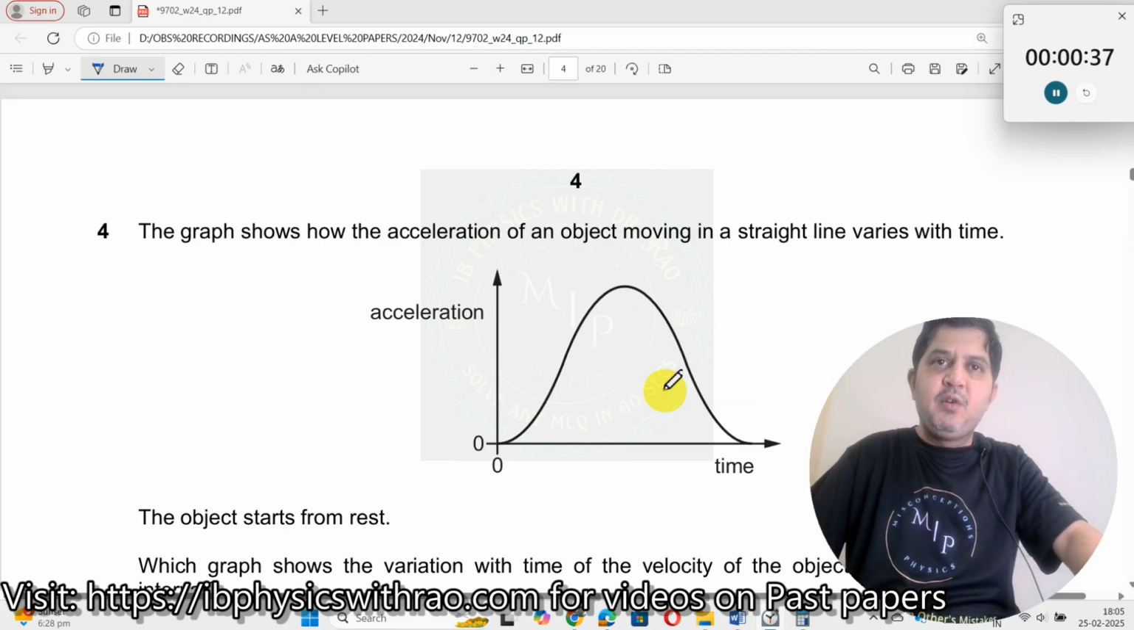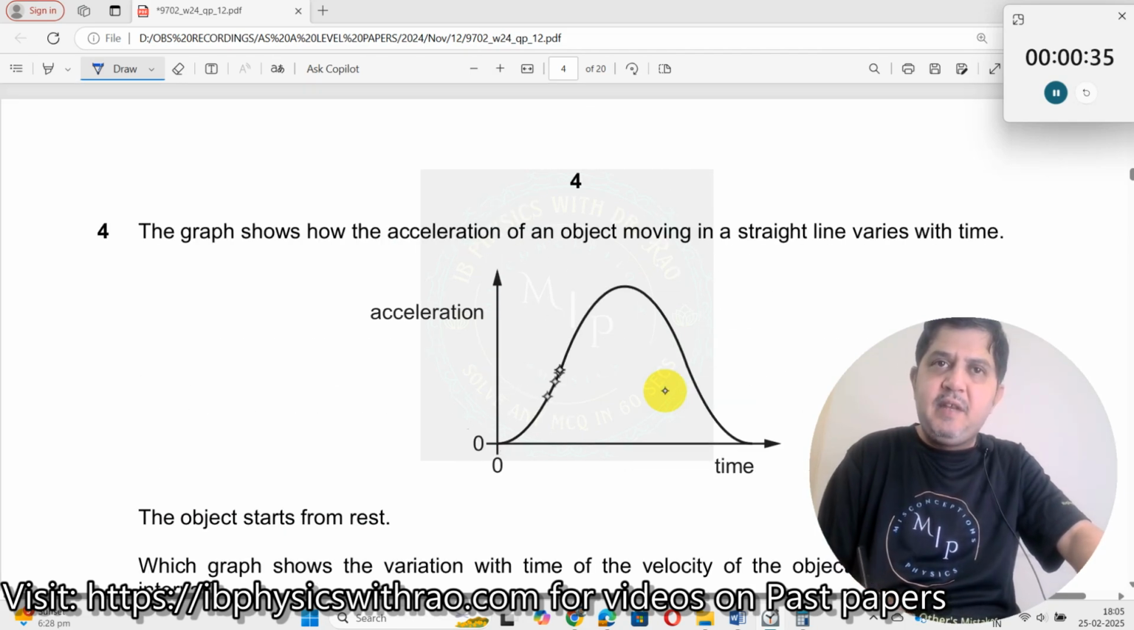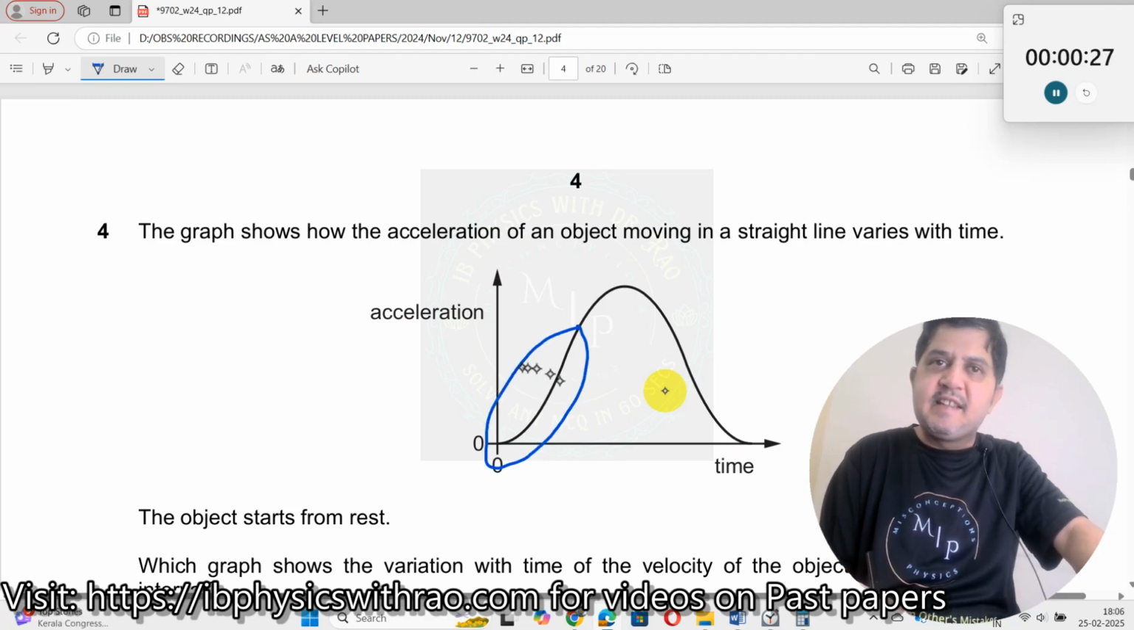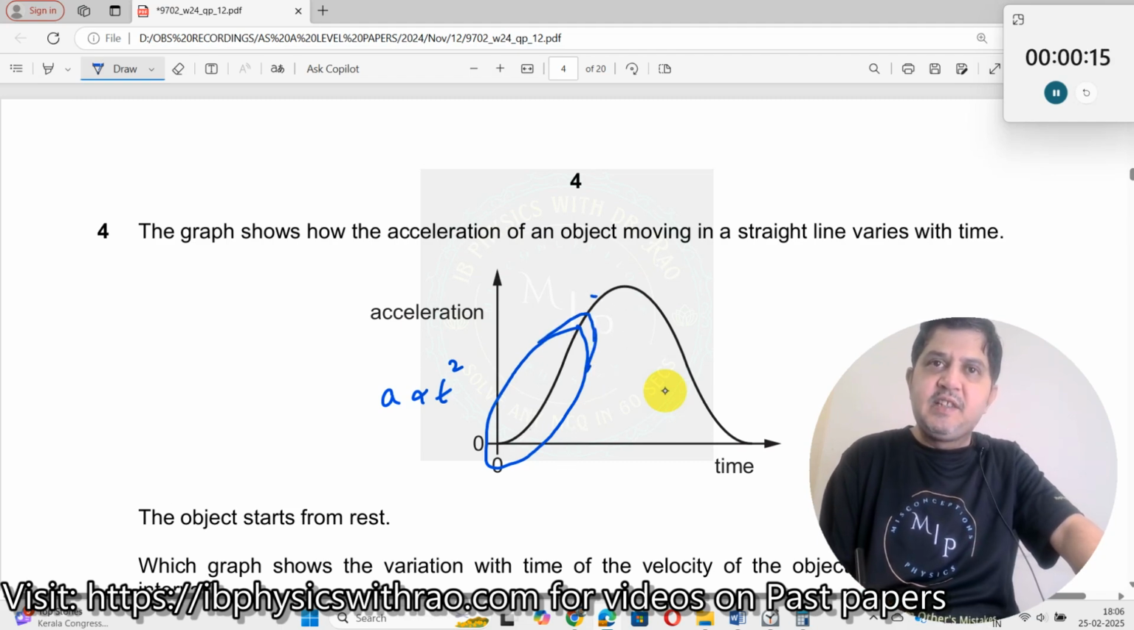Simple. So now look at this. This graph can be divided into three segments. The first segment, you see there's a curve here. Now how is the acceleration proportional to time here? Definitely acceleration will be a quadratic function. A will be proportional to t square. It's not linear, it's a non-linear one. Maybe you can extend until here.